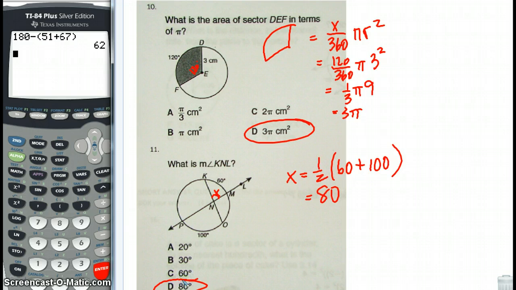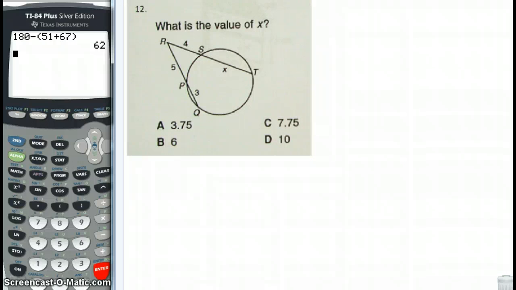And number 12. What's the value of X? A lot of groups did this one wrong. I don't understand why. The theorem here says if you have secants that intersect outside the circle, that it's the entire secant times the external part equals the entire secant times the external part. So let's do this here.